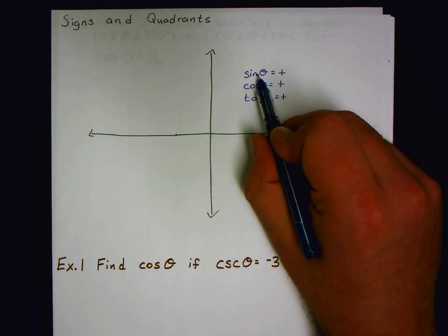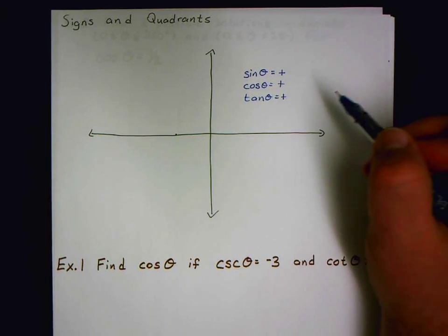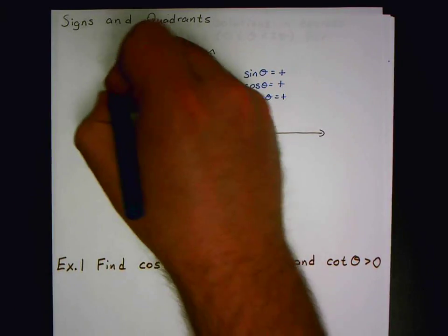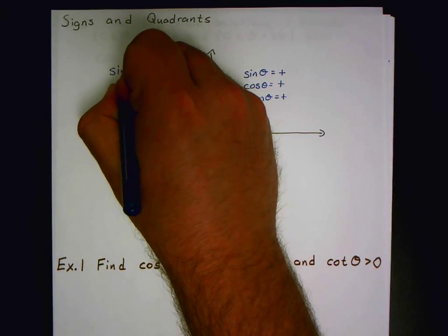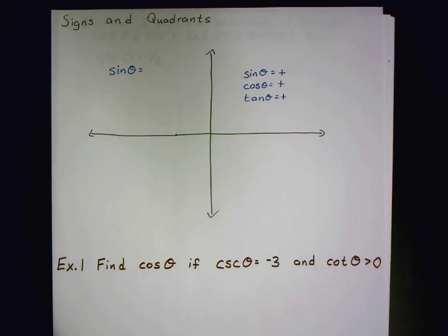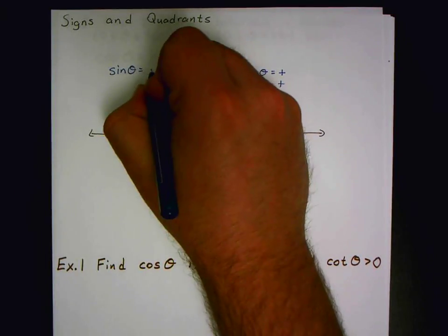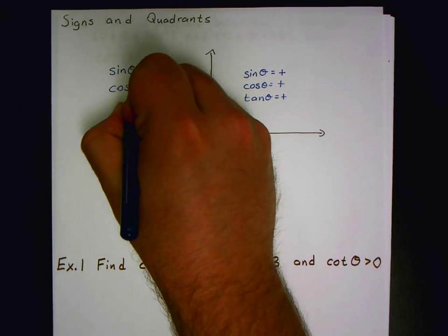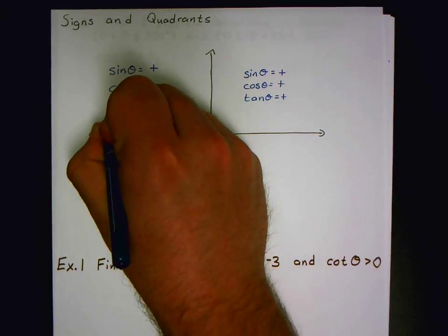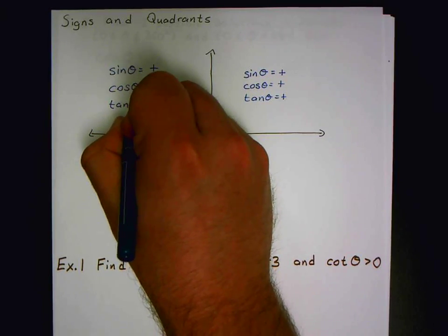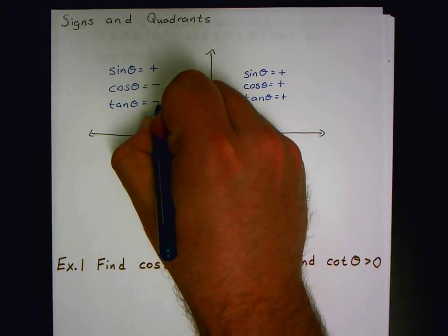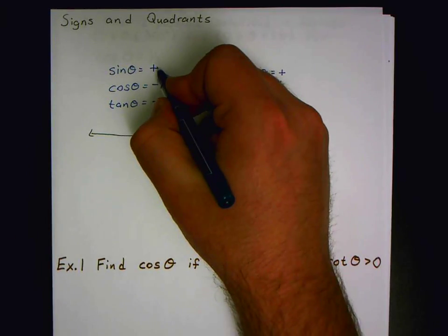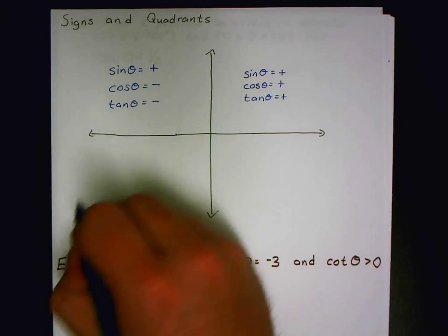Cosecant always matches up with sine. Secant always matches up with cosine. Cotangent always matches up with tangent. All right, so over here, sine would be what? Positive, because the y value is still positive. Cosine would be negative. So what would tangent be? Negative. Because if I take positive divided by negative, I get negative.